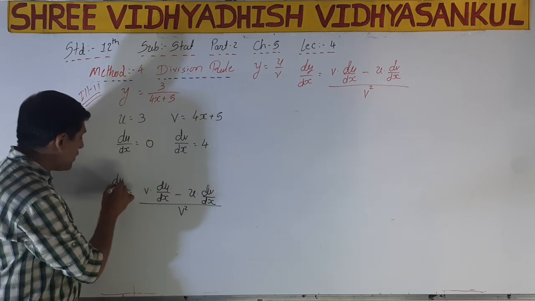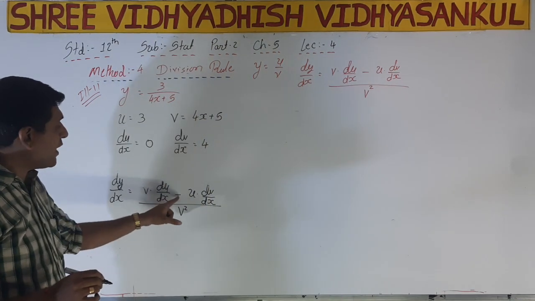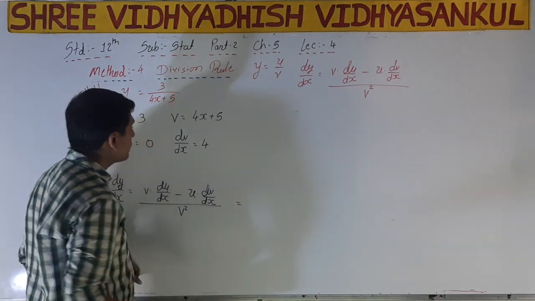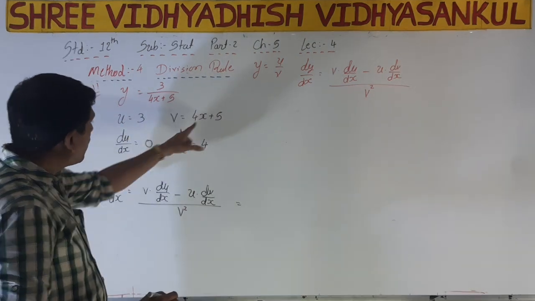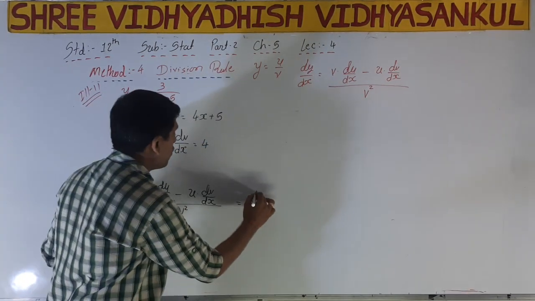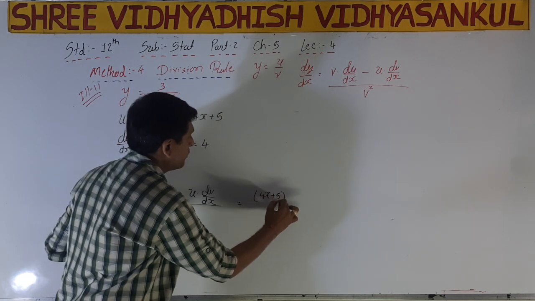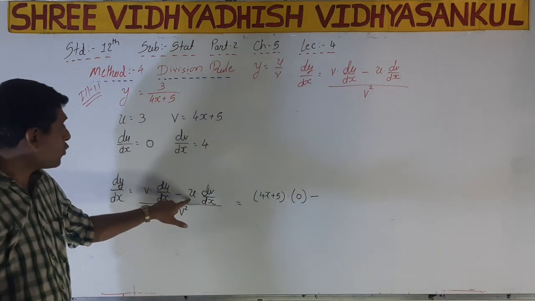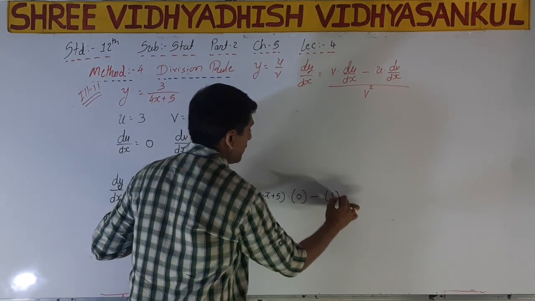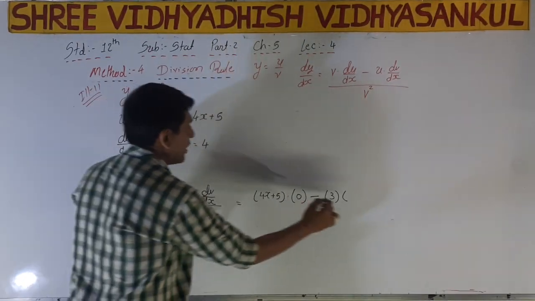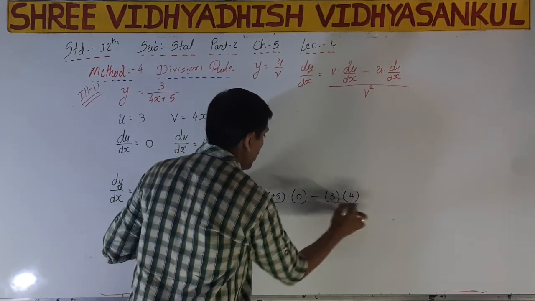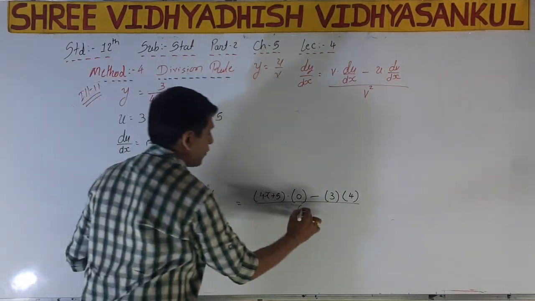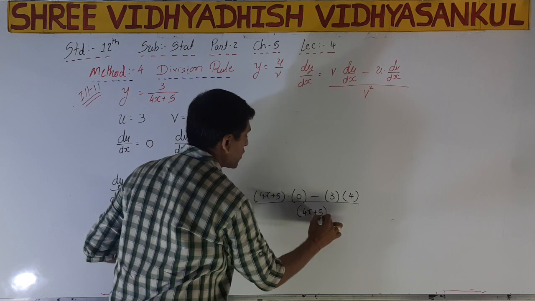dy by dx is equal to v into du by dx minus u into dv by dx upon v square. Now put the value here. See, cross multiplication: v into du by dx, so 4x plus 5 into du by dx, which is 0, minus u, that is 3, into dv by dx, that is 4, upon v square. V is equal to 4x plus 5 whole square.